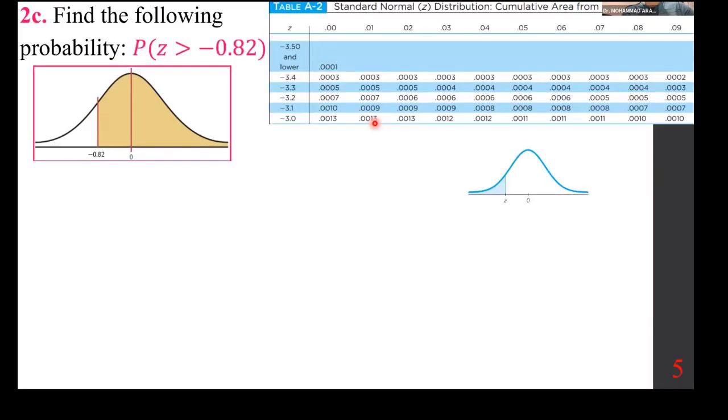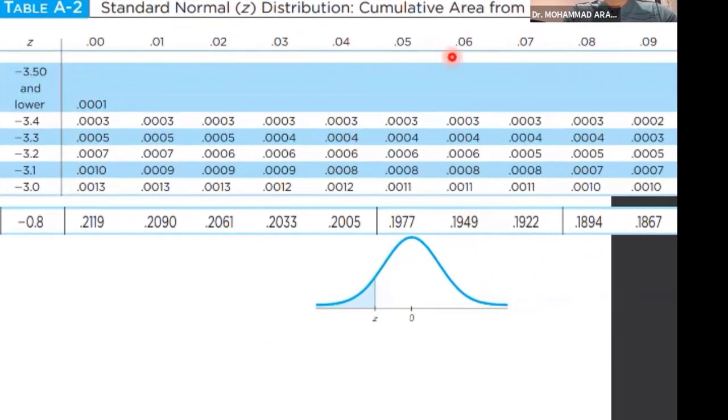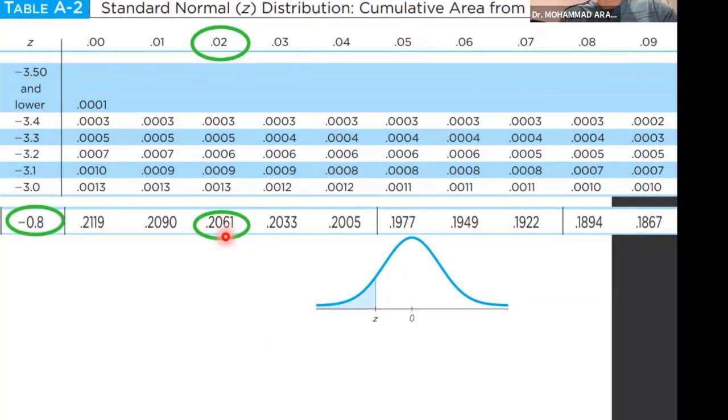Now, here's the table again. You're looking for a negative value, of course, negative 0.82, which means this is the number on the first column. Look for 0.02 at the top, and it gives you the result as 0.2061. This is the area to the left, but we want the area to the right of negative 0.82.